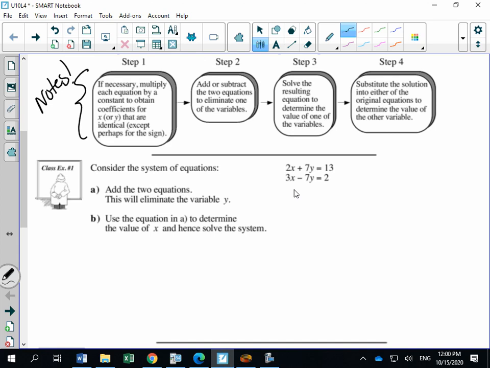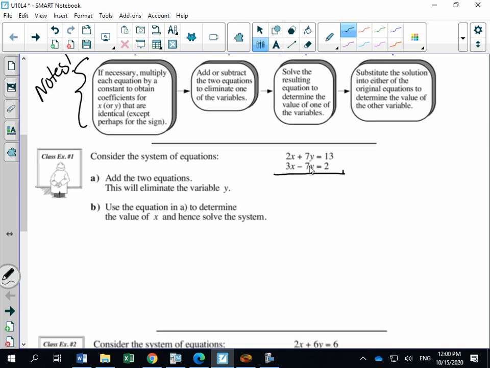How you do elimination is as follows. You line up your x's, you line up your y's, you line up your equal signs, and you line up your constants. So everything's lined up, and you put a bar underneath it. We are going to figure out if we're going to add or subtract these 2 equations together, and one of our variables is going to be eliminated. The variable that we're going to eliminate is the y's, because I've got a 7 and a 7.